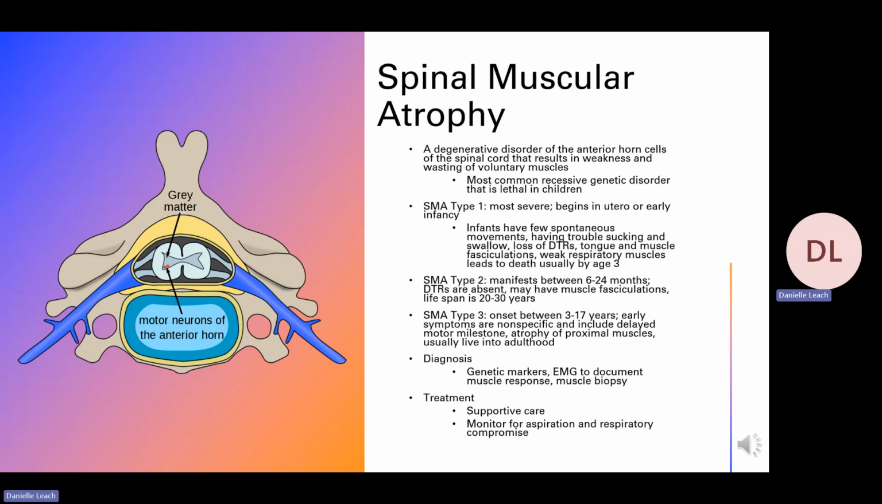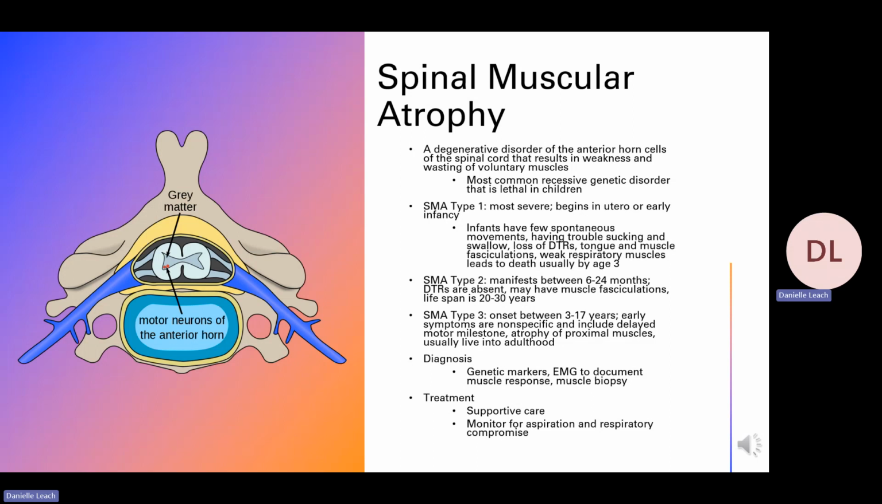SMA type 3 is a juvenile form of the disease where the onset is between 3 to 17 years of age. Early symptoms are sometimes nonspecific and may include delayed motor milestones. Atrophy of some of their proximal muscles may be present. Most of these kids usually live into adulthood.